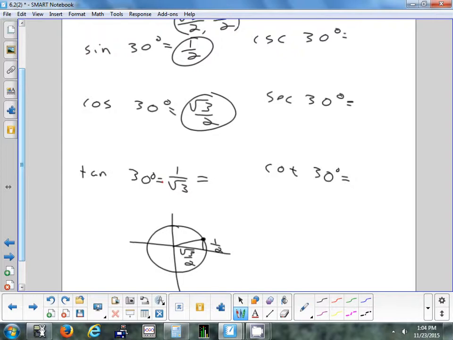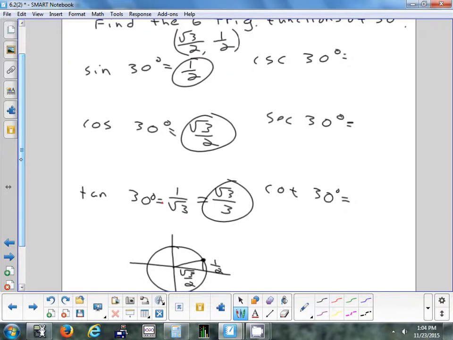Square root of 3 over 3. Yeah, if you multiply the top and bottom by root 3, you should get that. Okay. Steph, how about my cosecant? Yep. If we take a half and we flip it, there's no root. That one's not bad. Just 2.